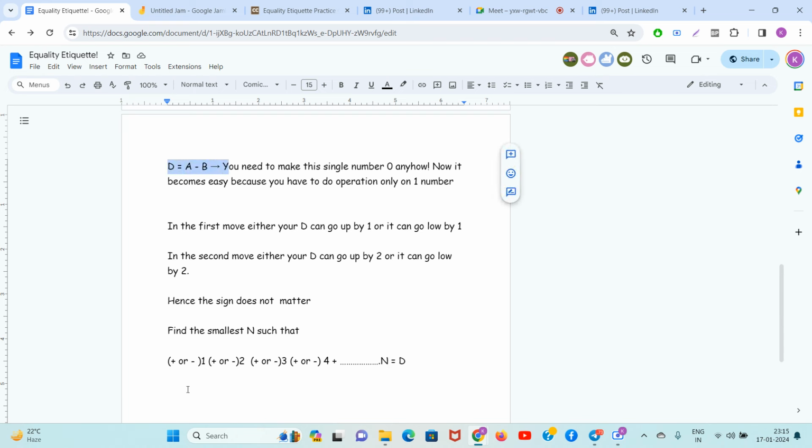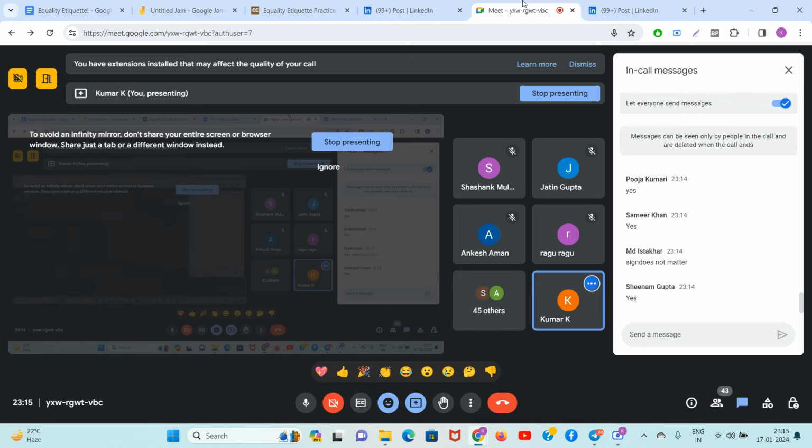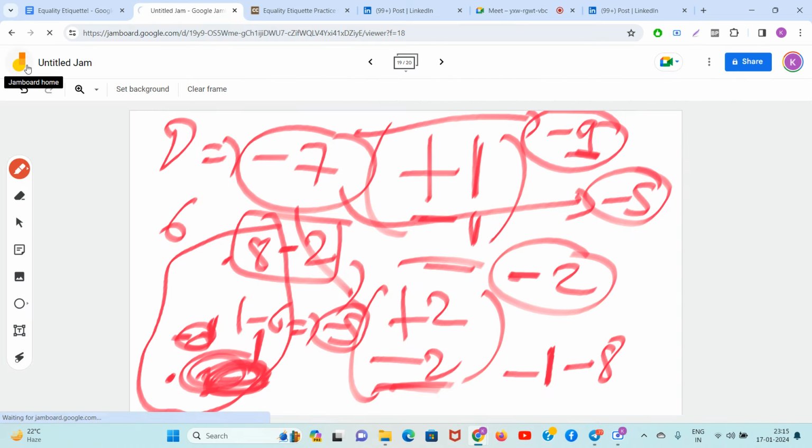Clear? Now, if d is minus 7, you will try to make sure that you get a sequence like this whose sum is 7, okay? Like opposite of d, you can say absolute value of d. Doesn't matter. So if this becomes equal to d, your job is done. If this does not become equal to d, your job is not done. Yes, good, nice. Now listen to me very carefully.